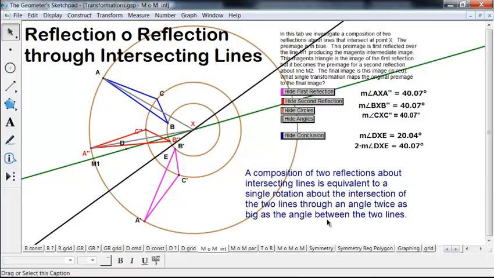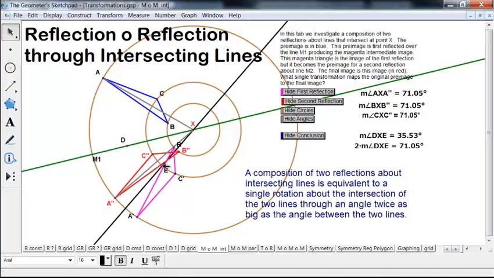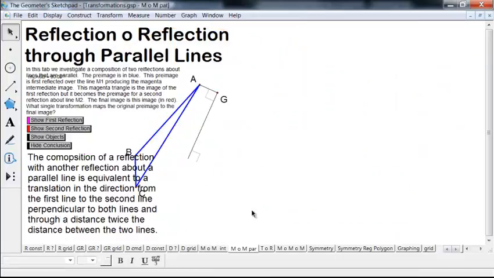Now, there's another possibility. We did the same line twice, which gave us the identity transformation. We got a reflection about the same line twice. A reflection composed with itself is the identity transformation. We now have the reflection about one line composed with a reflection about another line is a rotation. What about if the two lines don't intersect? That's the other possibility. So here we have parallel lines.